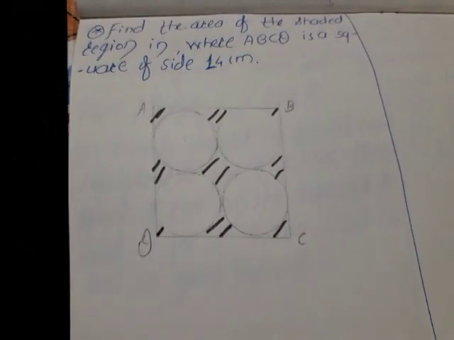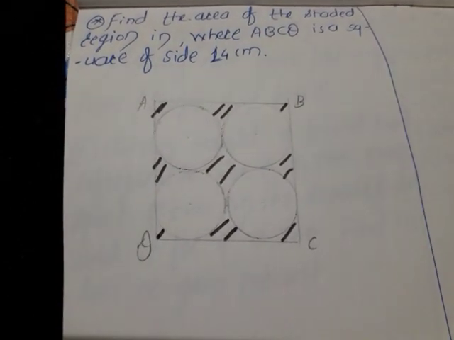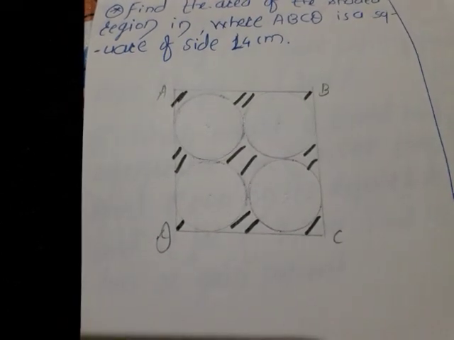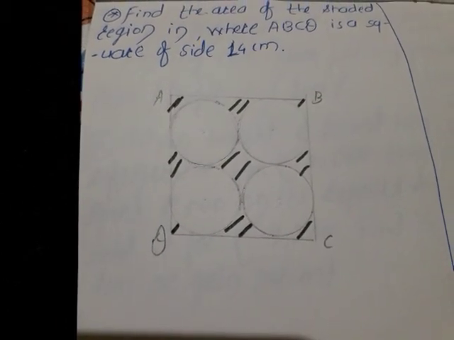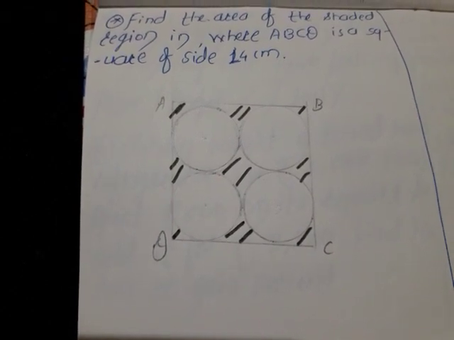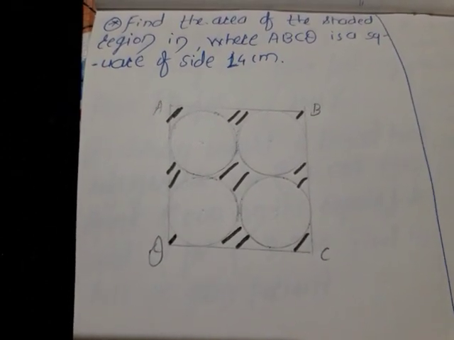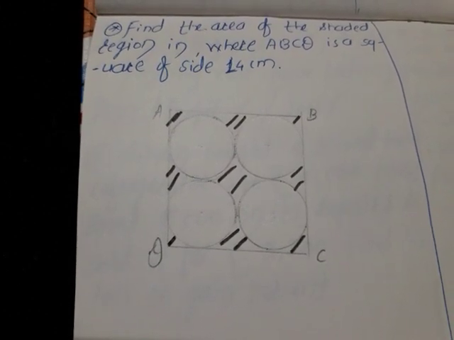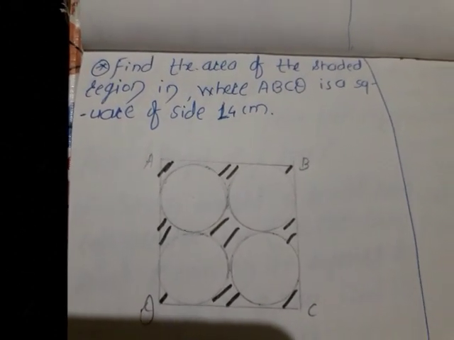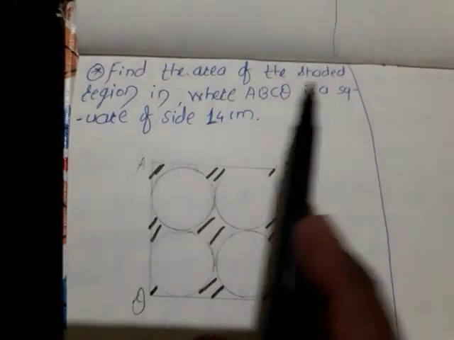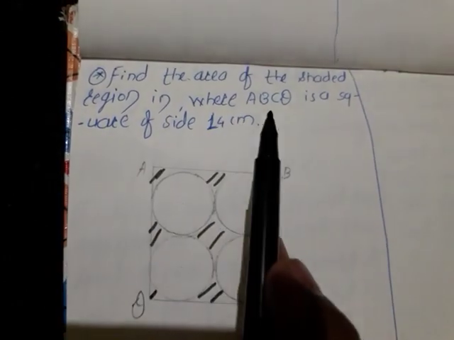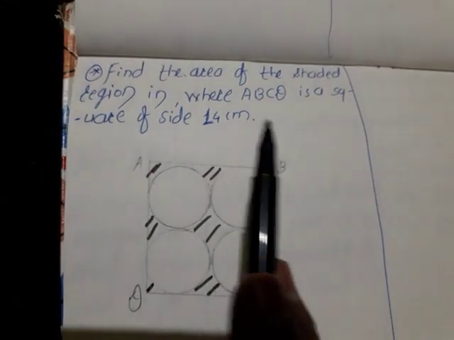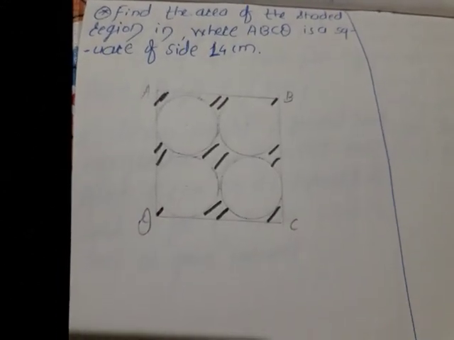Look here, do you understand what I said? I will repeat once again. Here there is one square. First of all we have to find the area of the square, then the area of those 4 circles. After subtracting the area of those circles from the area of the square, we will get the area of the shaded region that we want to find. Find the area of the shaded region in the figure where ABCD is the square of side 14 centimeter.